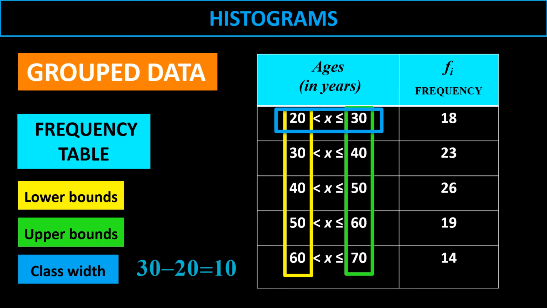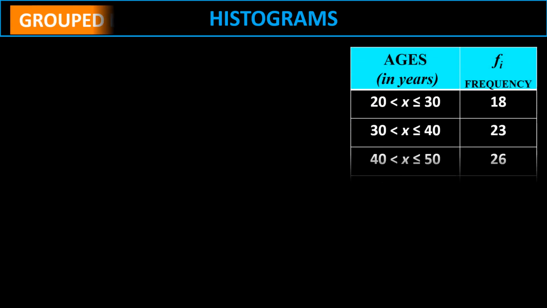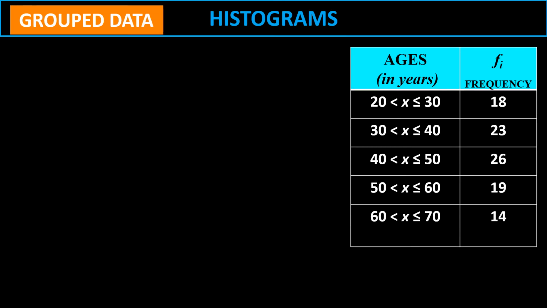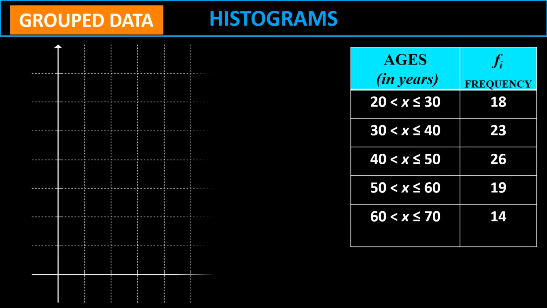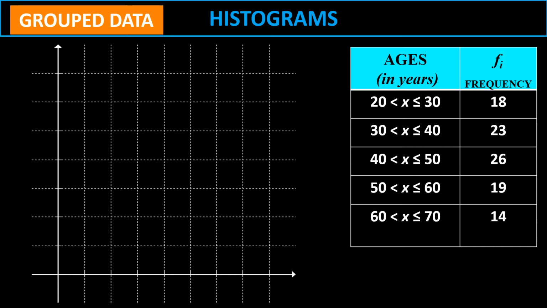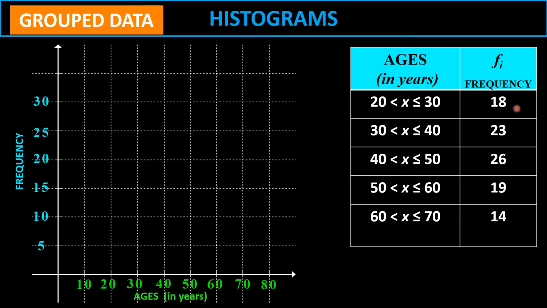Now we're going to represent this as a histogram. Let's put our table there again. You can see it's grouped data, there are intervals and frequencies. Now there's my grid. On my horizontal axis, I'll put my ages. But I now need to make provision for 20, 30, 40. So let's count in tens. There's my scale. And then on the vertical, I'm going to have my frequency. The maximum number there is 26, so I need to go at least up to 30. Let's count in fives, so that it fits nicely there.